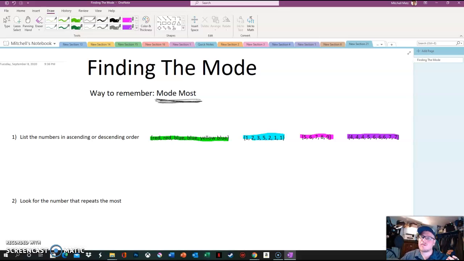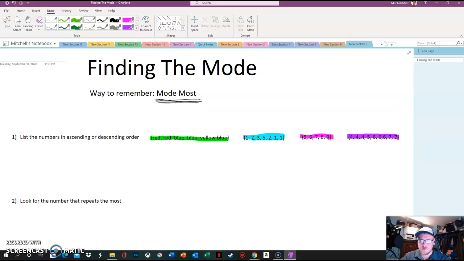So if we see that a number is repeating a lot, that might actually be more accurate in showing us where the center of the data is. If you see that a number is repeating a lot, then that's what the mode is. It is the number that repeats the most. So that's why I say mode most.